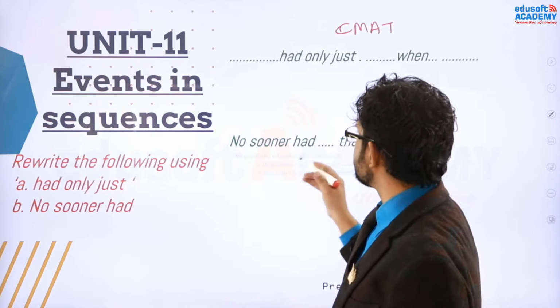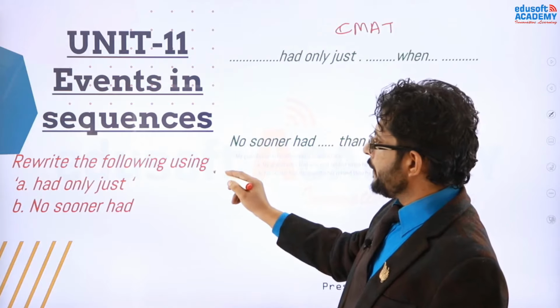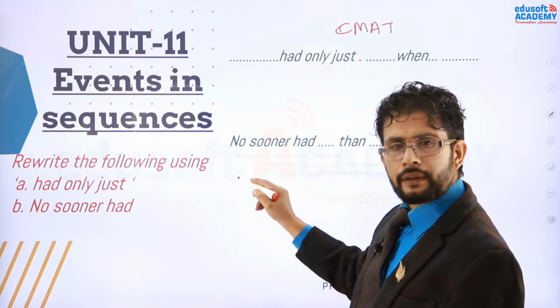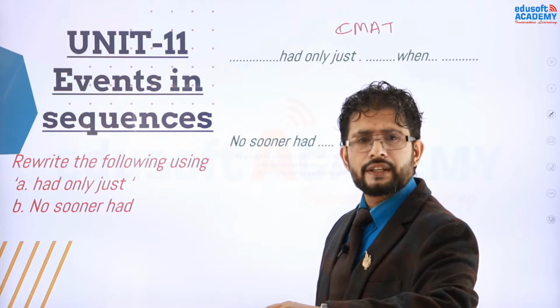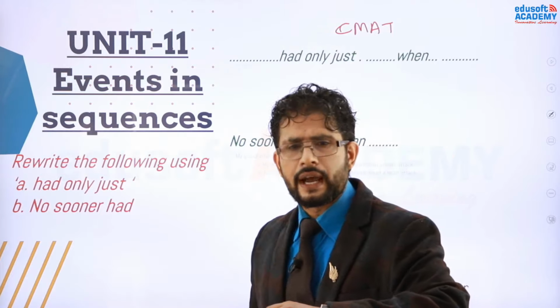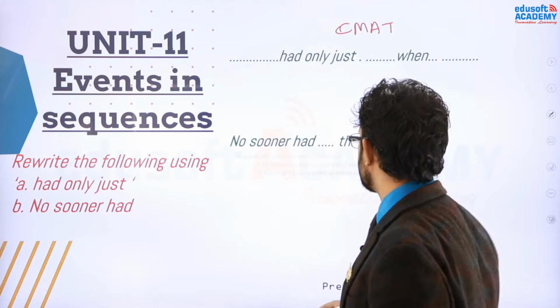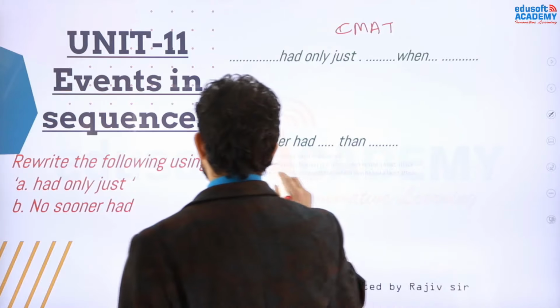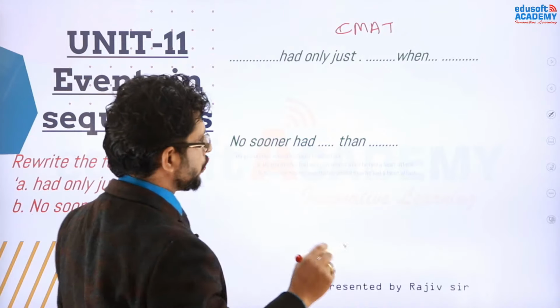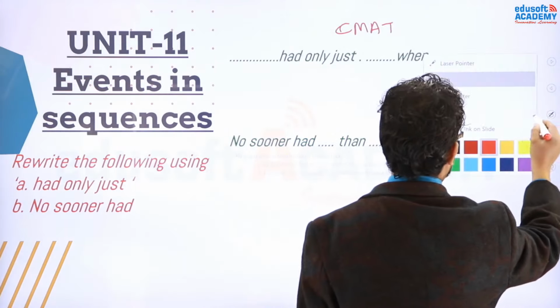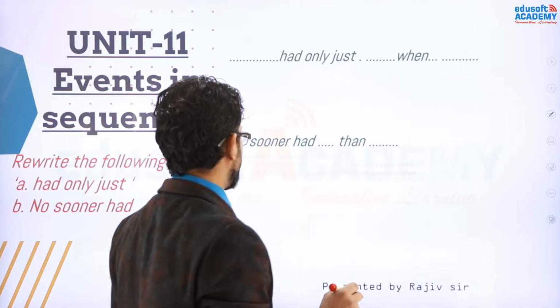First, let me say something. You will be asked a question: write the following sentences using had only just and no sooner had. Had only just and no sooner had. So to write the structure, you need to know the structure first, and let me write the structure.